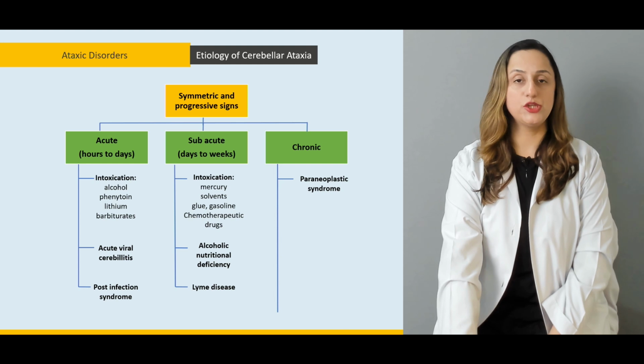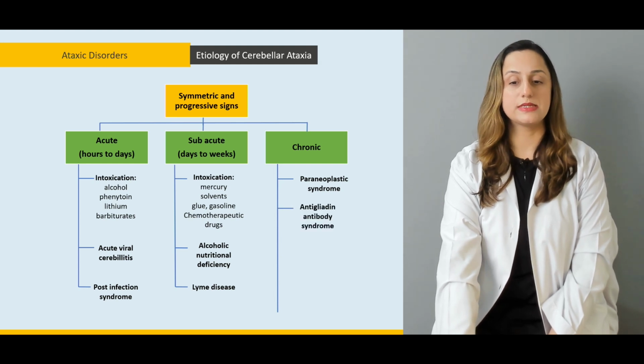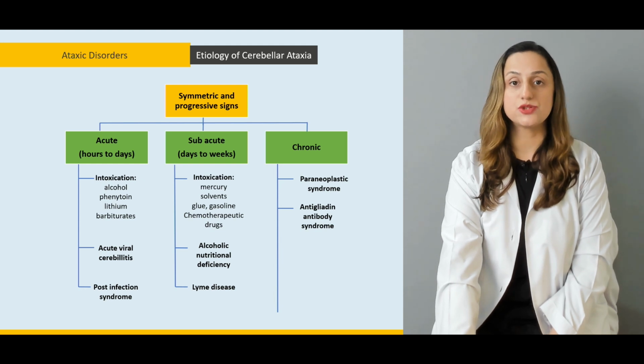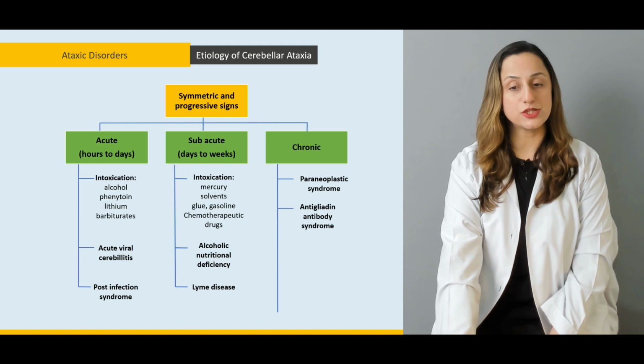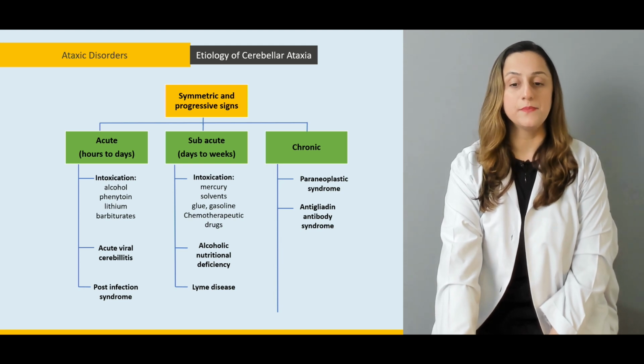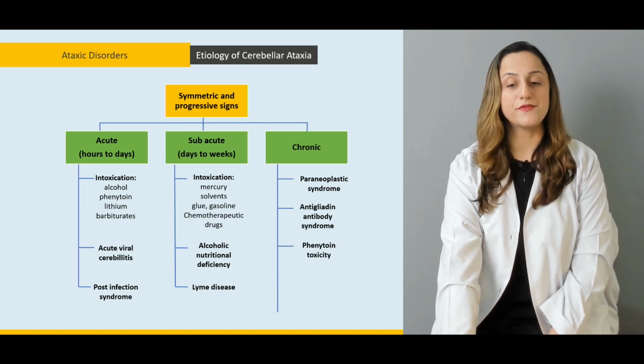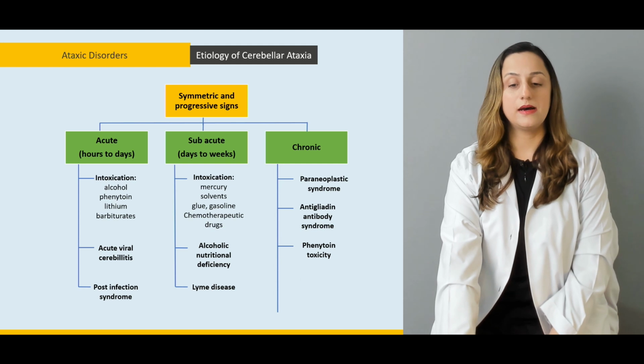Then we have the paraneoplastic syndrome, which is one of the conditions which occurs in the tumorous conditions. Patients who are suffering from cancerous conditions usually develop this kind of a syndrome, which is associated with ataxia. Anti-gliadin antibody syndrome is one of the conditions. It is a metabolic disorder. Phenytoin toxicity is one of the conditions.